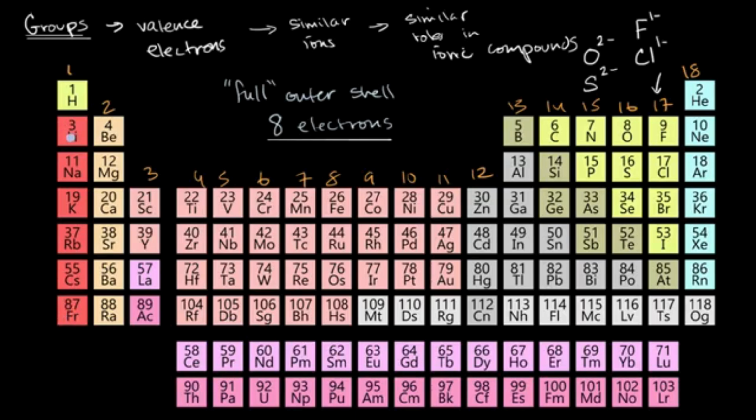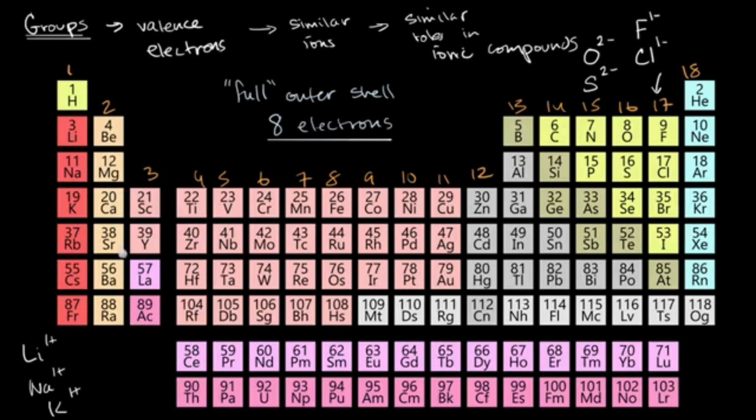Because as you can imagine, for them to get stable, they want to give away an electron. So you're very likely to see them having given away an electron and having a +1 charge. So you'll oftentimes see a lithium ion with a +1 charge, a sodium ion with a +1 charge, a potassium ion with a +1 charge. And that's in general true of all of these group 1 elements.